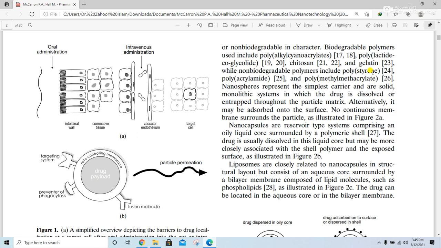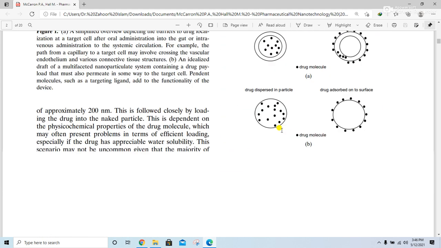These polymers are completely compatible with our body system, while the non-biodegradable polymers include polystyrene, styrene, polyacrylamides, and polymethyl methacrylates. So the nanospheres represent the simplest carrier, and they are a solid monolithic system where the drug is dissolved or entrapped throughout the particle matrix. Alternatively, it may be adsorbed onto the surface, with no continuous membrane surrounding the particles.